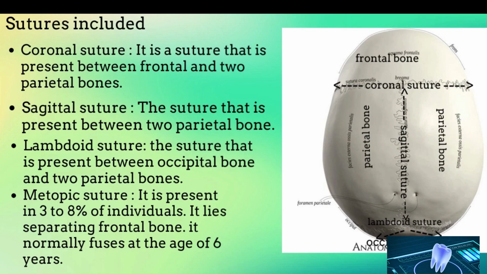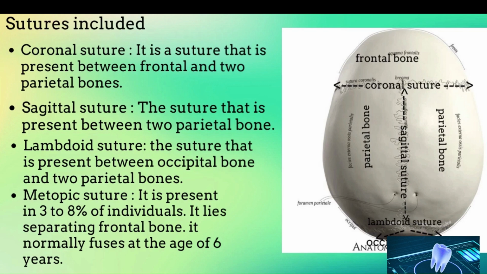If there are bones, then there must be joints. In the skull, bones are joined by sutures. Then what are the sutures present? See, the first suture is the coronal suture, which is present between the frontal bone and the 2 parietal bones. The second one is the sagittal suture, which is present between the 2 parietal bones. Third is the lambdoid suture, which is present between the occipital bone and the 2 parietal bones.